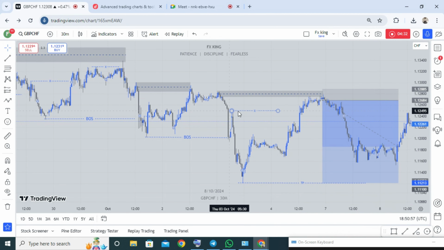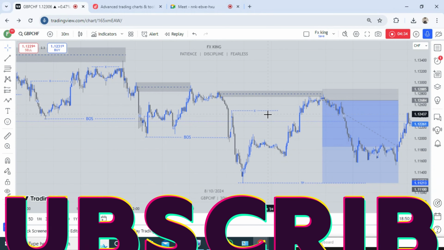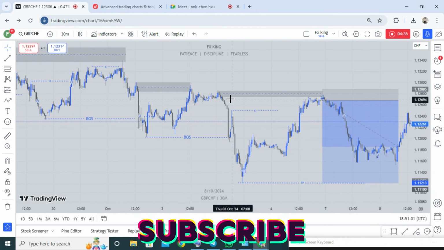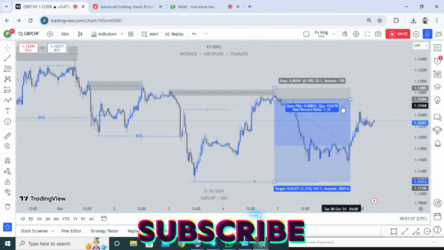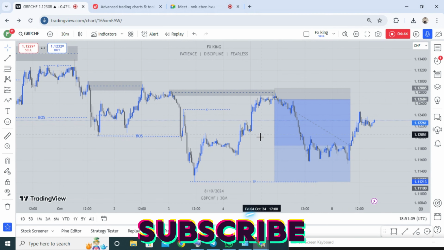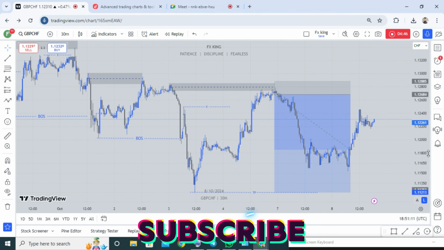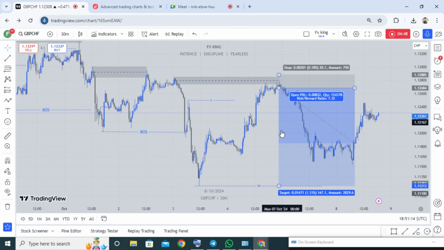So when this pullback got taken out, our extreme POI was this one here. That's how I came about this trade which I sent to you. And currently, when price dropped to about somewhere around here, I took out some positions and I broke even. My break even is somewhere around here.